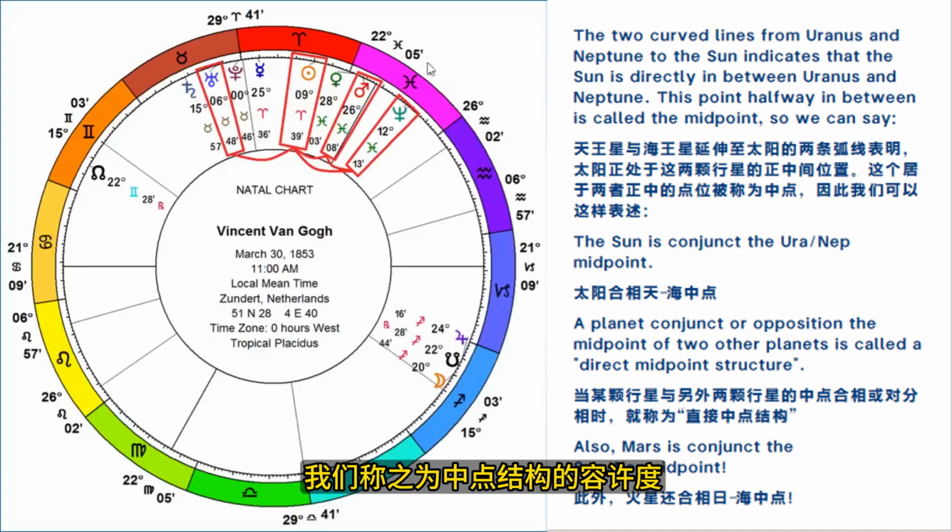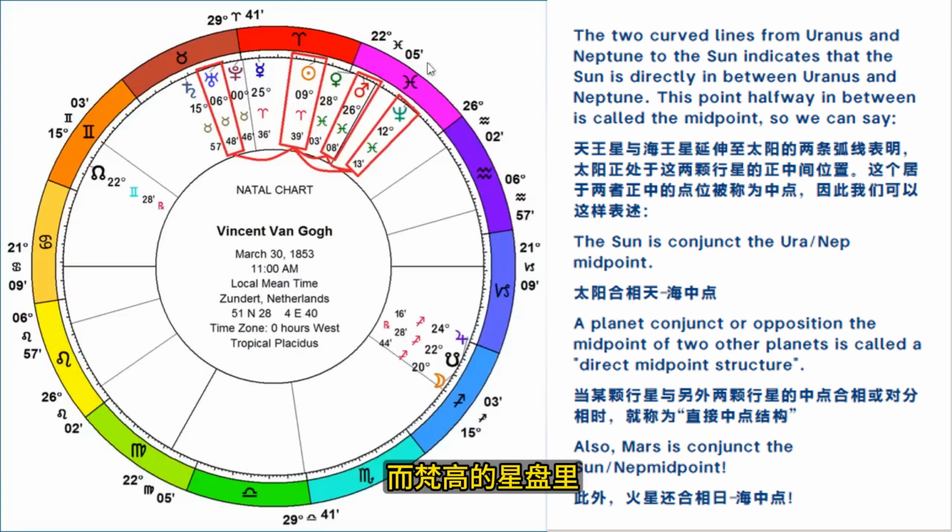If an orb for a midpoint structure, as we call this, a planet conjunct or opposition the midpoint of two other planets, is under 15 minutes, it's so powerful. You can just read it off the chart. You can just tell the person, regardless of the signs or houses or anything else, it's that powerful. If it's under a half a degree, it's still very strong. Under a degree, it's solid. Over a degree, it's getting weaker. These are the orbs we use in vibrational astrology. There are other systems of astrology where they use midpoints and so on, and the rules can be slightly different.